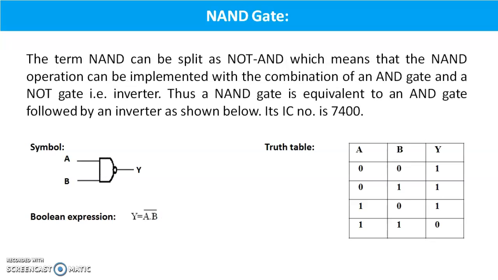Next is NAND gate. NAND gate is the invert of AND gate. This is the symbol of NAND gate. If we apply both the inputs active low, that time the output will be 1. If we apply the input 0, 1, the output will be 1. For input 1, 0, the output will be 1. And if we apply both the inputs 1, 1, the output will be active low. So it is the invert of AND gate. And expression for NAND gate is Y is equal to (A into B) bar.